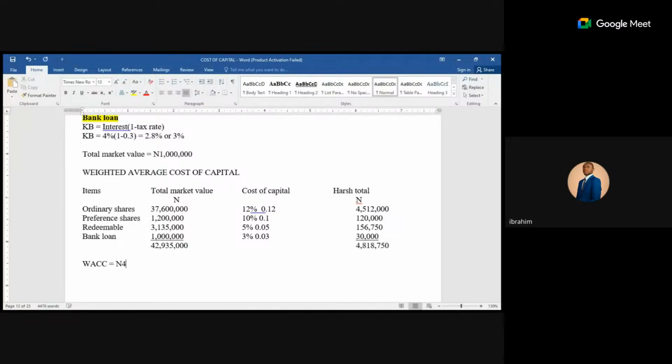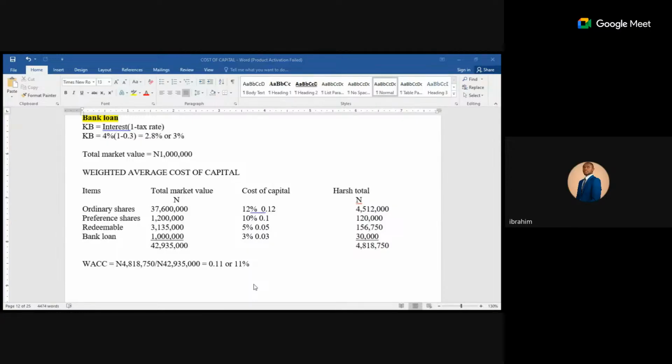the total, divided by the 42,935. What do you have? 11%. 0.11. Nice. 11%.